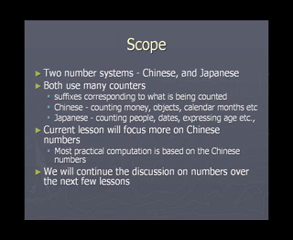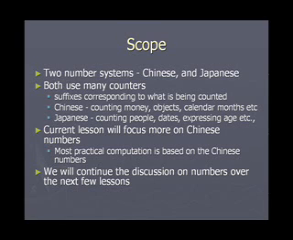There are basically two number systems in Japanese language. One is the Chinese system and another is the Japanese system. Both use many counters. A counter is a suffix which is added to the number to correspond to a certain type of object that is being counted. It varies according to the object. This is a very unique feature of the Japanese language.